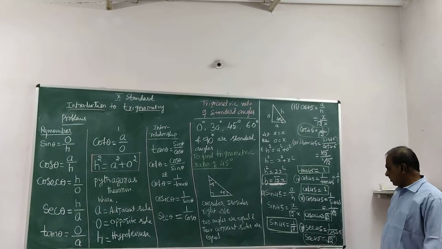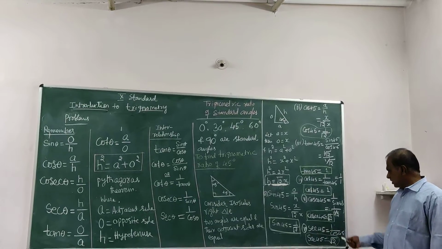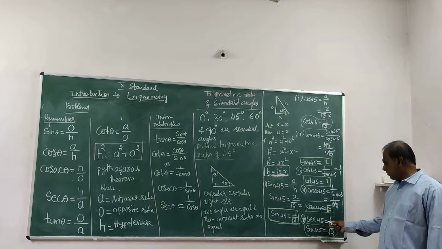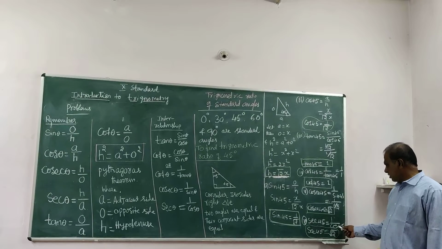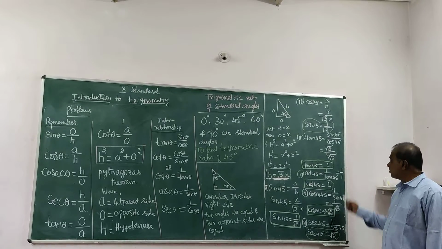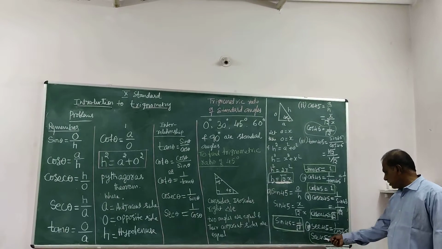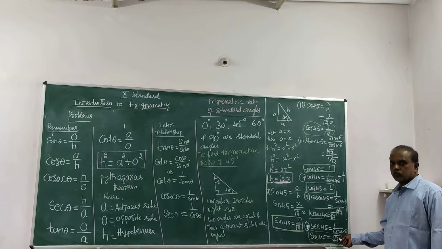Similarly, evaluation of secant 45. Secant is reciprocal of cos. Secant 45 equals 1 by cos 45. Cos 45 is 1 by root 2. 1 divided by 1 by root 2. In the same way, secant 45 is root 2.